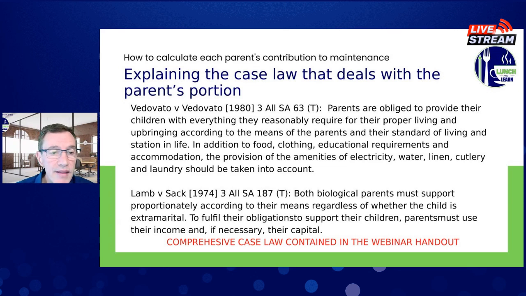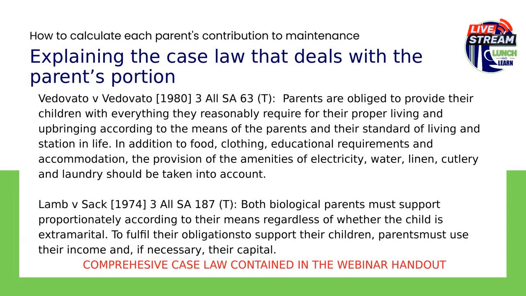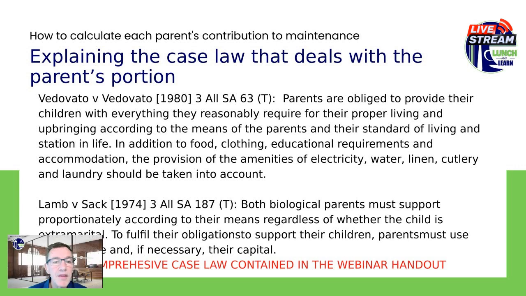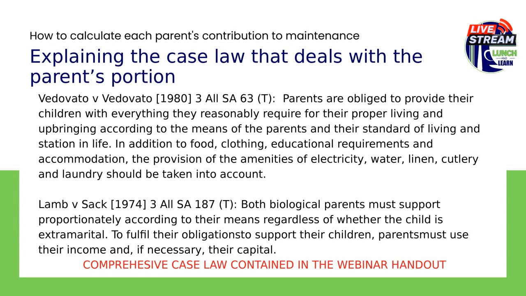Another case that we can refer to is the Lamb versus Sack case. The Lamb versus Sack case, where it says that both biological parents must support proportionately according to their means, regardless of whether the child is extramarital. So, in other words, if it's a legitimate child born in or out of wedlock, both biological parents must support them proportionately according to their means.